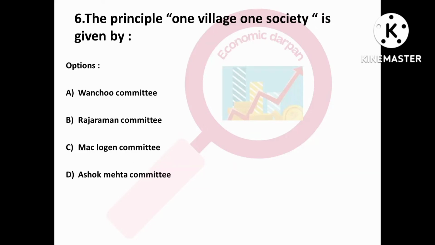Question number 6. The principle one village, one society is given by which committee? Option A, Wanchu Committee; option B, Rajaraman Committee; option C, McLaughlin Committee; and option D is Ashok Mehta Committee. So the principle of one village, one society is given by McLaughlin Committee.